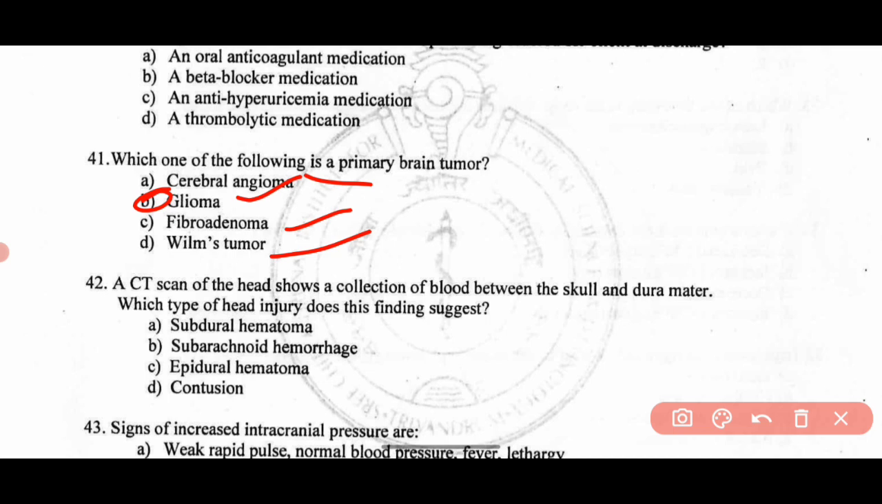Wilms tumor is the cancerous tumor of the kidney, most commonly seen in children above 3 years. So Wilms tumor, fibroadenoma, and cerebral angioma are all the things we are supposed to remove. The remaining one is glioma. So glioma is obviously a brain tumor and you have to make it the right answer.